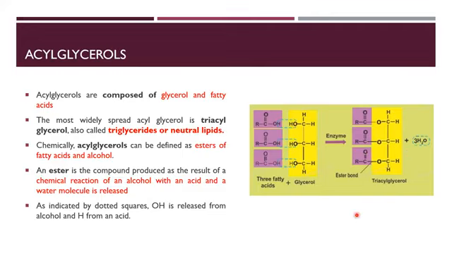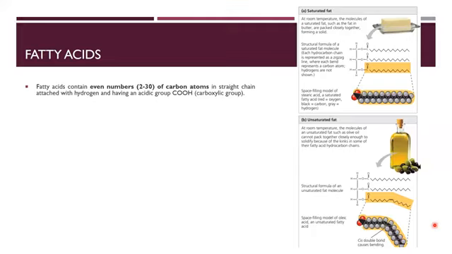Now, we need to discuss about the fatty acids, that what are fatty acids and what are their types and what are their characteristics. So, fatty acids contain, in case of lipids, the fatty acids contain even number of carbon atoms from 2 to 30. Okay, and the straight chain attached with hydrogen and having an acidic group.